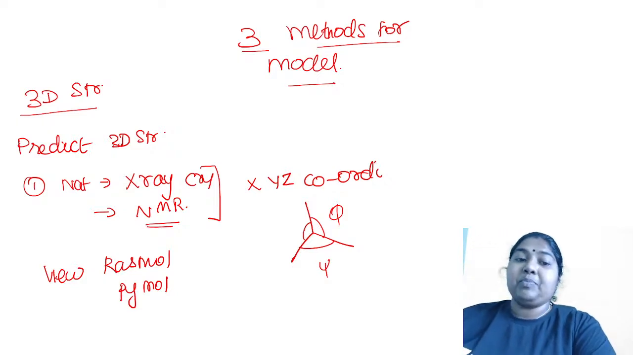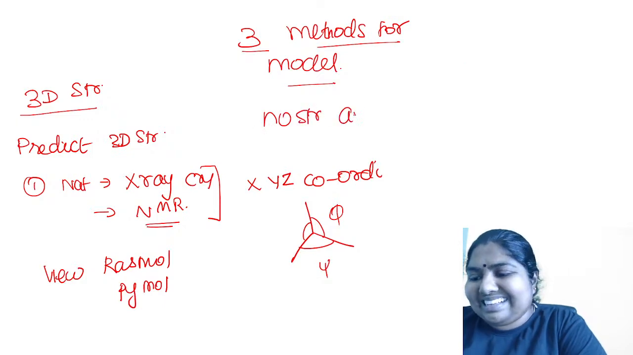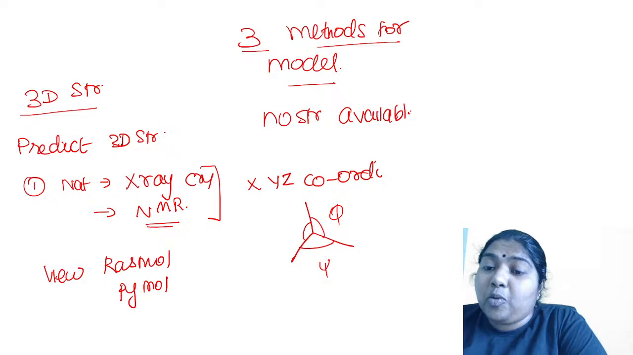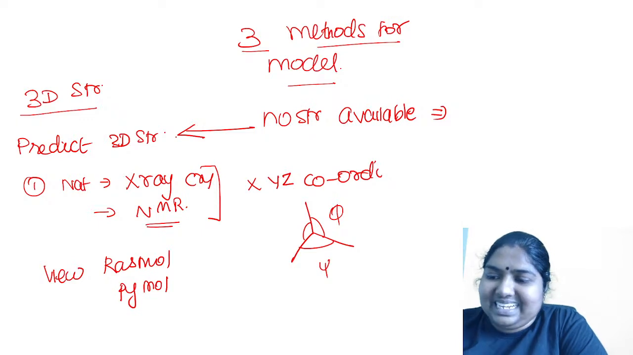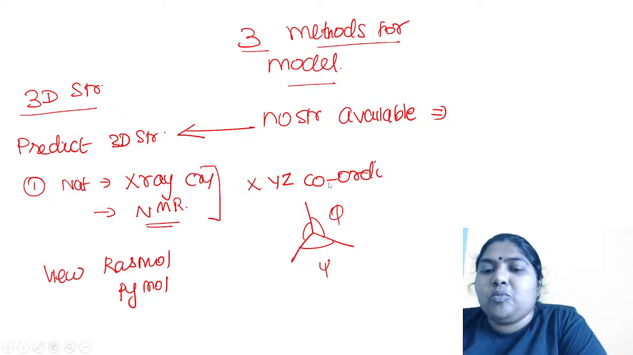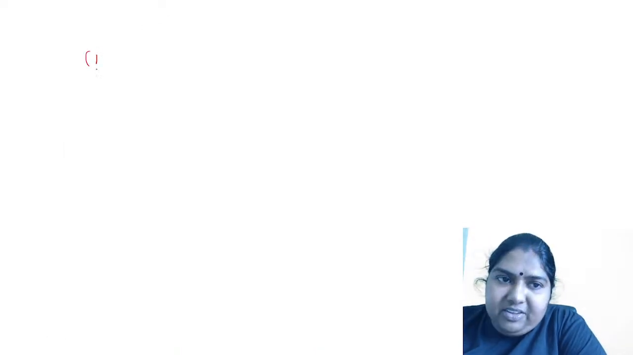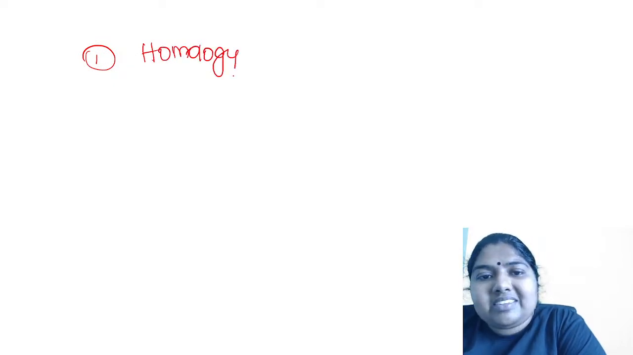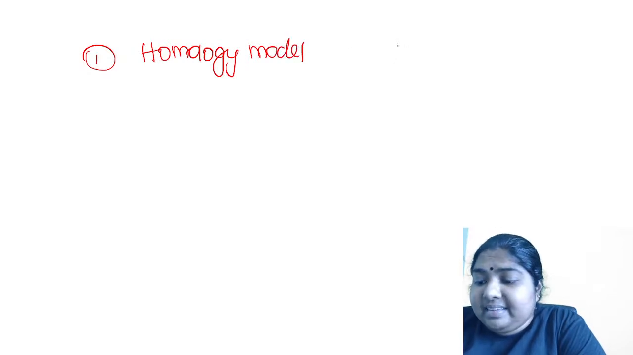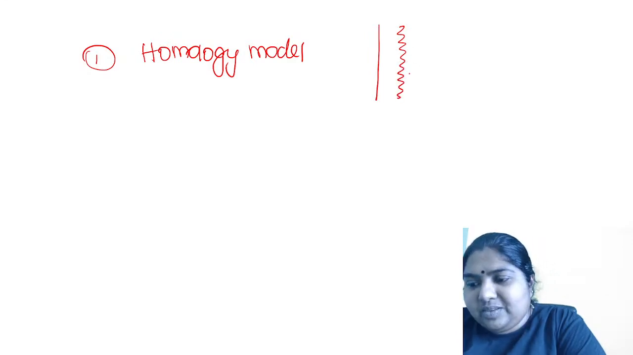But now you don't have any structure. No structure is available. At this point, you have to predict the structure. How are you going to predict it? You are going to use a few methods. Among them, three methods are very famous. Number one is homology modeling. That means you have a sequence, and you have another sequence which has a structure.